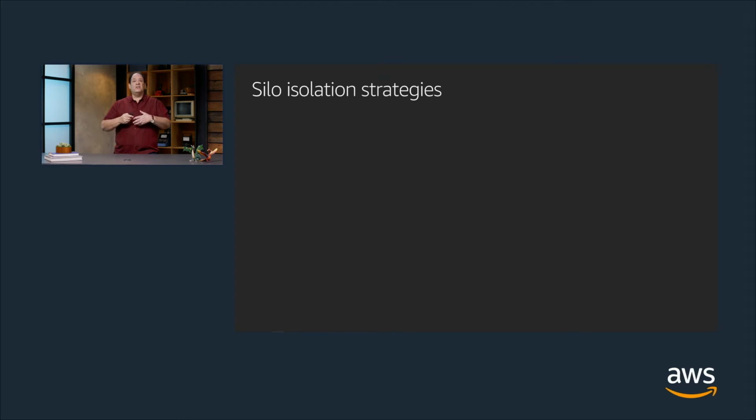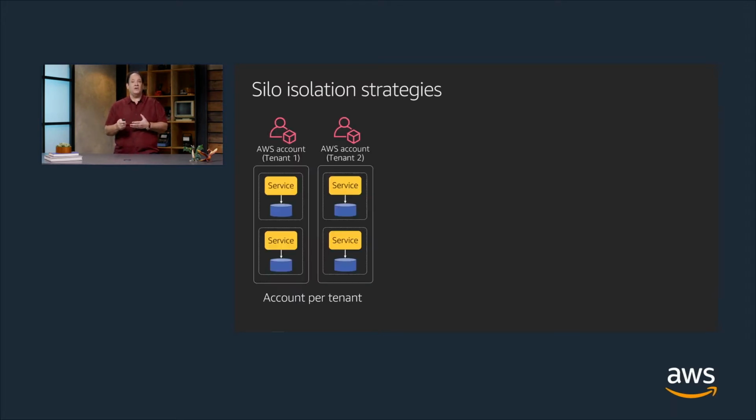Okay, so what are some of the fundamental isolation strategies? We want to start with silo. Silo is a term I'm using here, and I want to start with silo as full stack silo. What are the AWS mechanisms I would use to implement a full stack silo isolation model? And I'll start with the simplest of these.